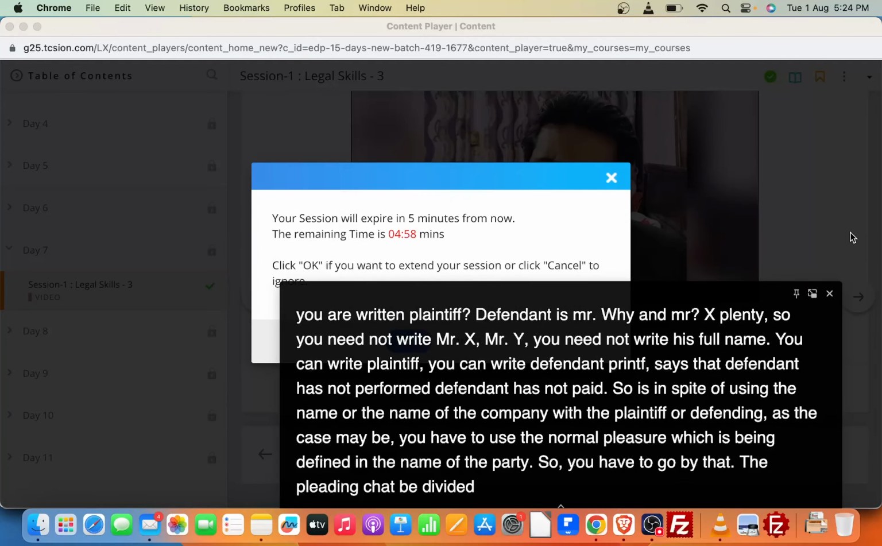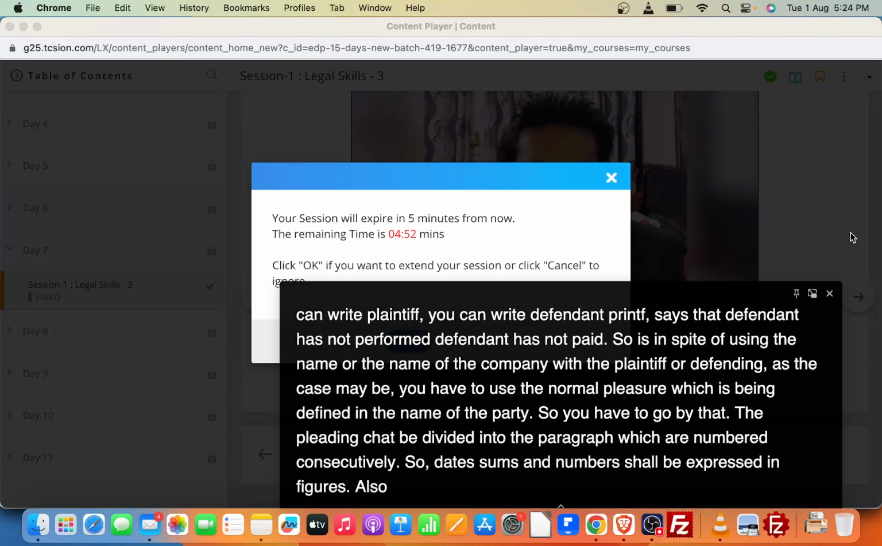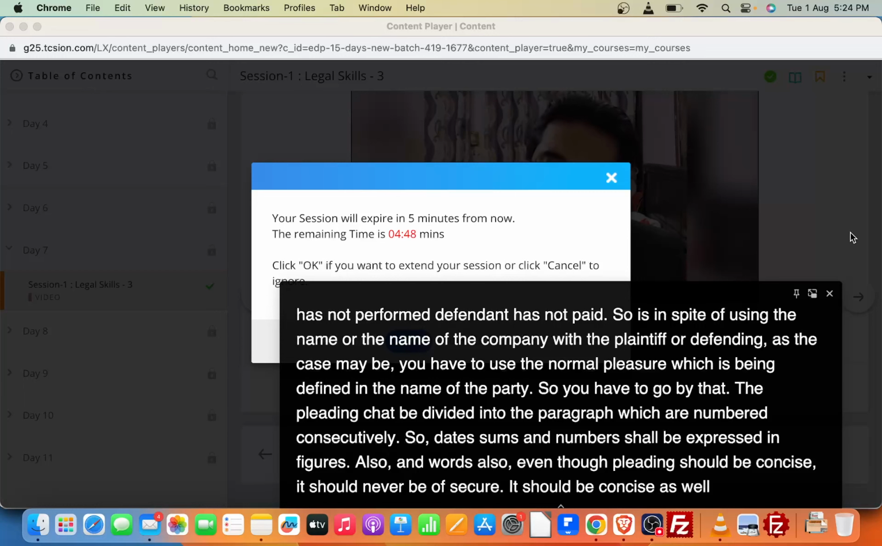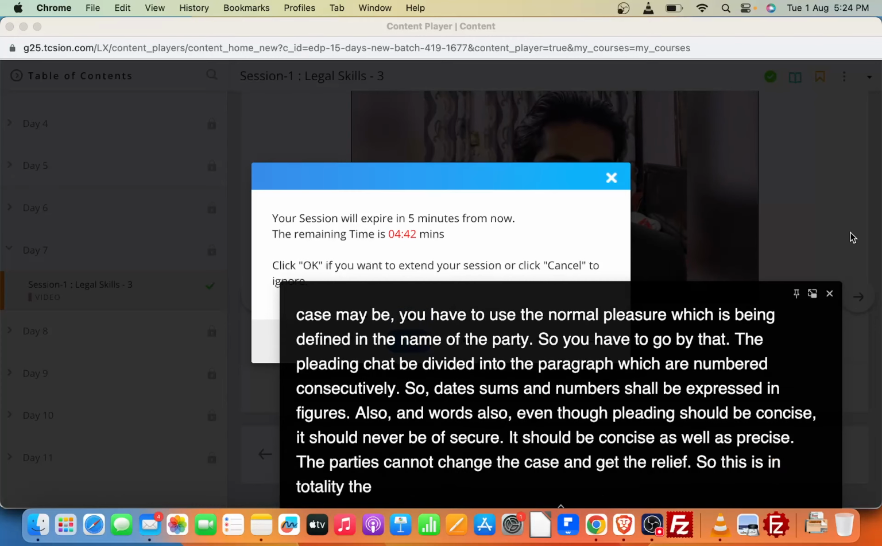The pleading shall be divided into paragraphs which are numbered consecutively. Dates, sums and numbers shall be expressed in figures as well as in words. Even though pleading should be concise, it should never be obscure. It should be concise as well as precise. The parties cannot change the case and get the relief. So this, in totality, is the main gist of what we have dealt with.